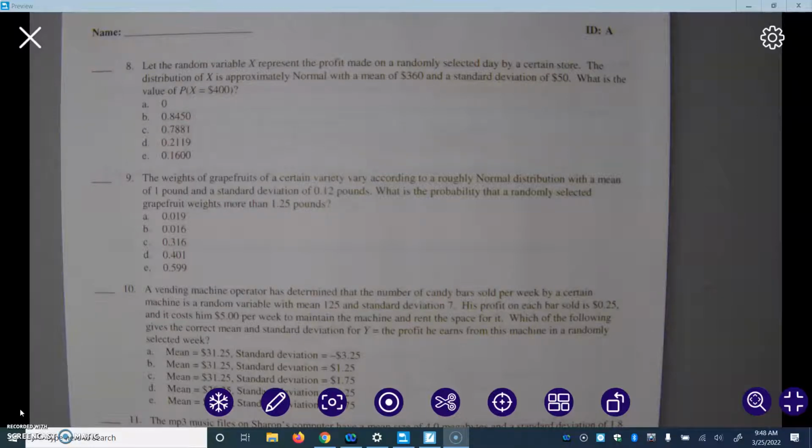Number 9. The weights of grapefruits of a certain variety vary according to a roughly normal distribution with a mean of 1 pound and a standard deviation of 0.12 pounds. What is the probability that a randomly selected grapefruit weighs more than 1.25 pounds?